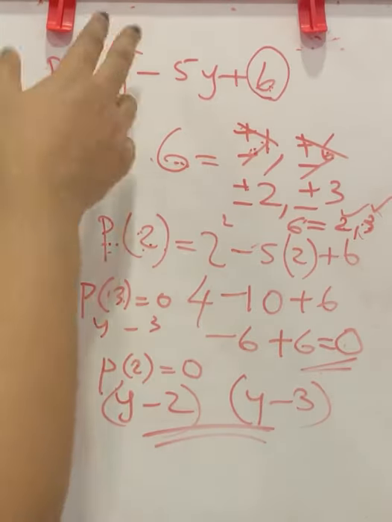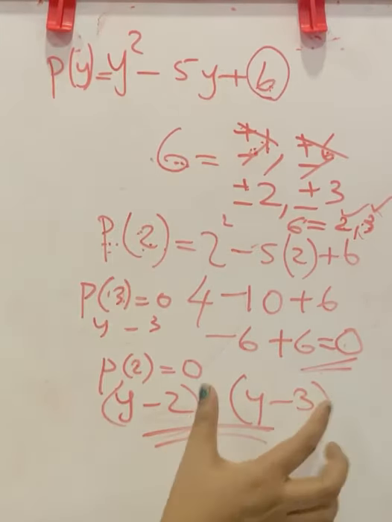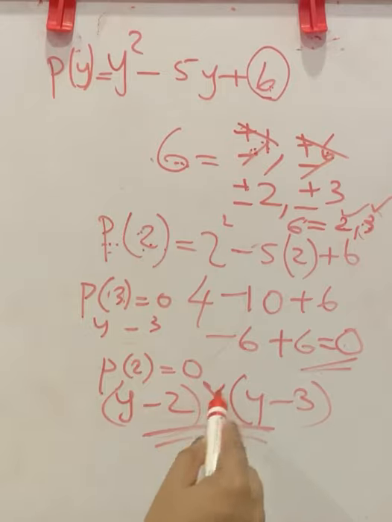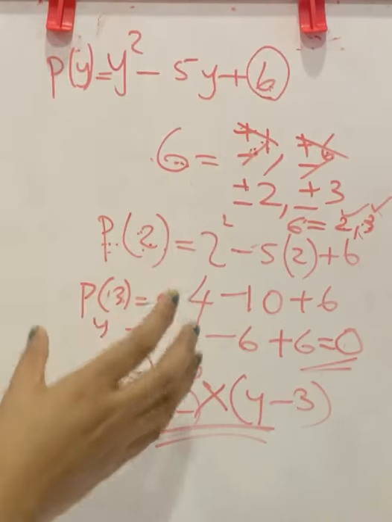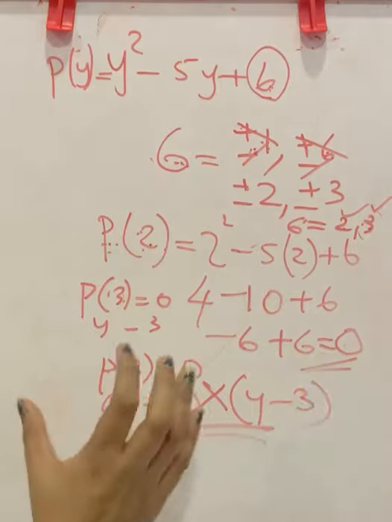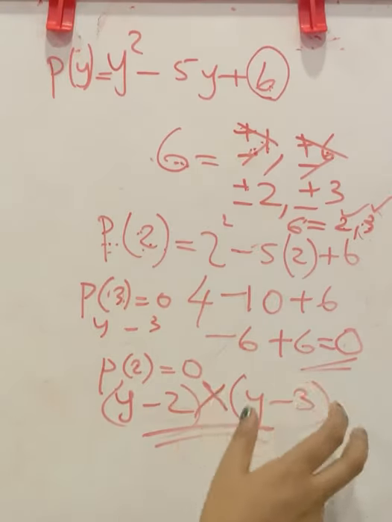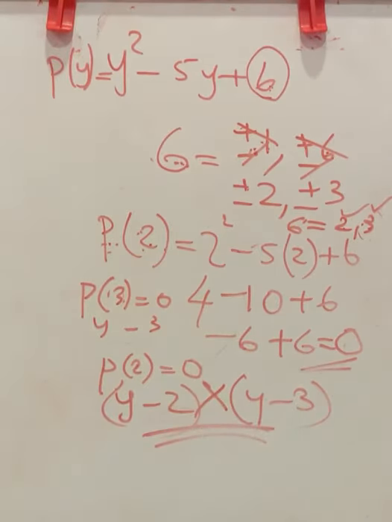We have factorized this bigger polynomial into two small polynomials. Their product will be this given polynomial. This is what we are going to do in factorization. That is, if a polynomial is given, we have to factorize it into two small polynomials. Their product will be that polynomial in the question.